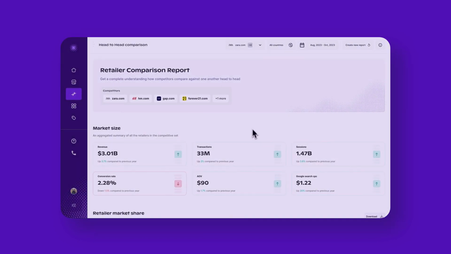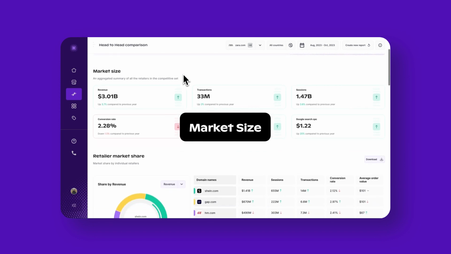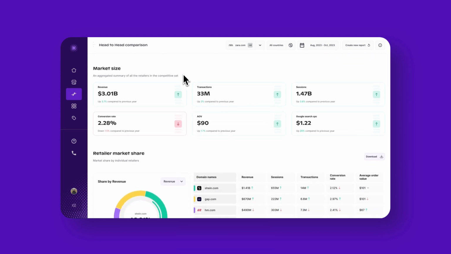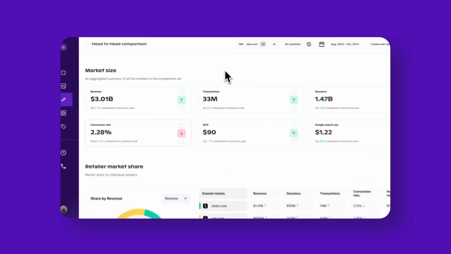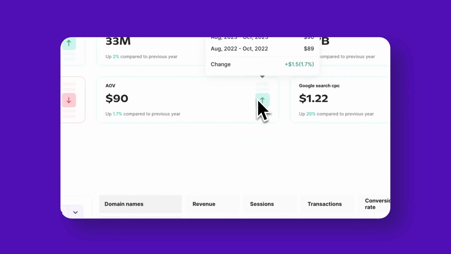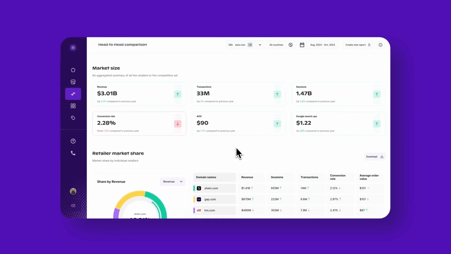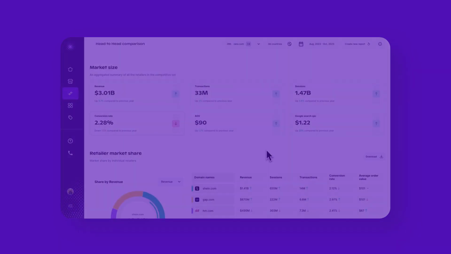example analysis today. Now we're moving on to the market size section, which provides a great overall summary of your custom market and answers a lot of the questions you'll have, such as how large is my market in terms of revenue, sessions, and transactions? Is it growing or is it contracting? What's the average order value? And how much are me and my competitors actually paying for a Google ad click?